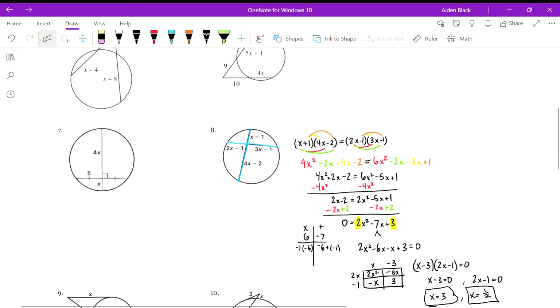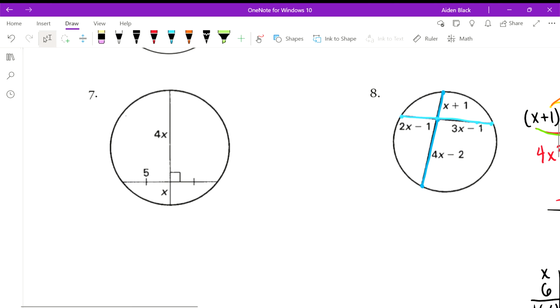On 4.6, question 7, looks like we're dealing with a chord, correct? Here's one chord with its two segments, and then here's the other chord. It looks like it only gives us one value, 5. We know by that little tick mark that this must also be 5.